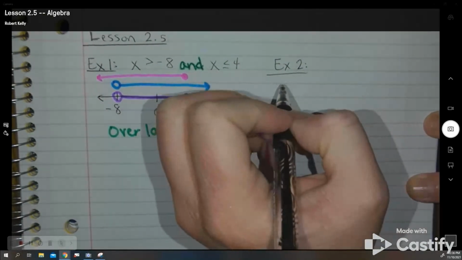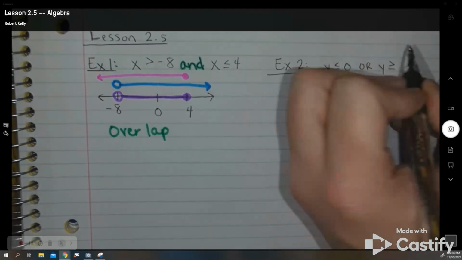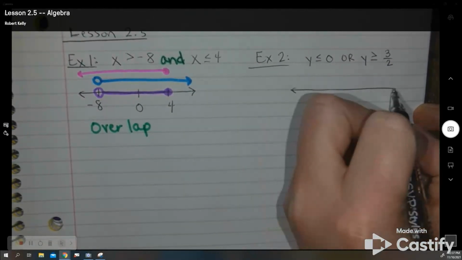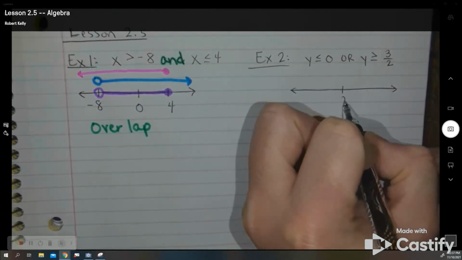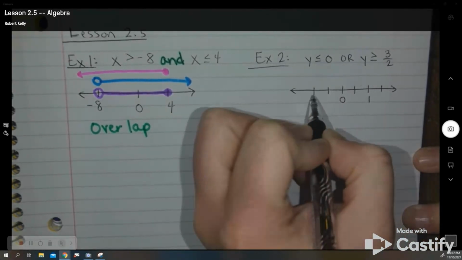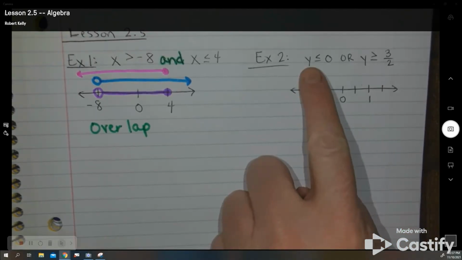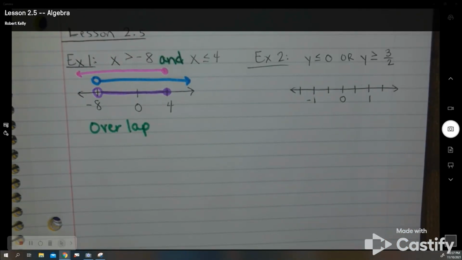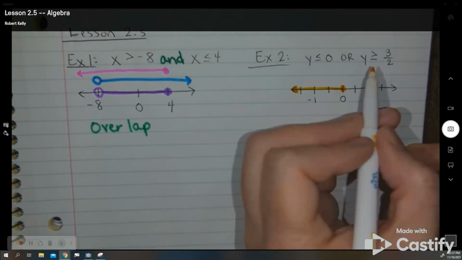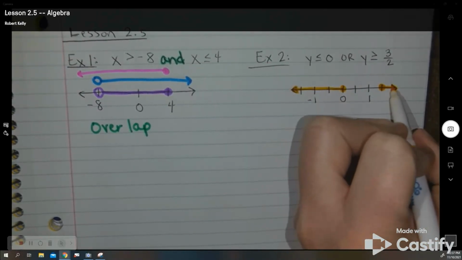For example 2, we're going to look at y is less than or equal to 0, or y is greater than or equal to 3/2. So again, on my number line, I have to make sure that I have 0 on here, and 3/2. Let's do it this way. So this will be 1 whole, half, -1. All right. So for that first piece, I have y is less than or equal to 0. So I know it's a closed circle at 0 and everything below. Or y is greater than or equal to 3/2. So half, 2/2, 3/2. So again, closed circle, and this time everything above.